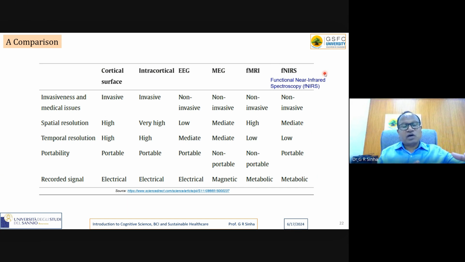And then how do we acquire them? How do we convert them into feature vectors? How do we classify them? How do we translate them? That comes in the next part. Today we have tried to discuss an introduction to cognitive science and an introduction to brain computer interface. Healthcare is still left, and we'll cover that in the next lecture.